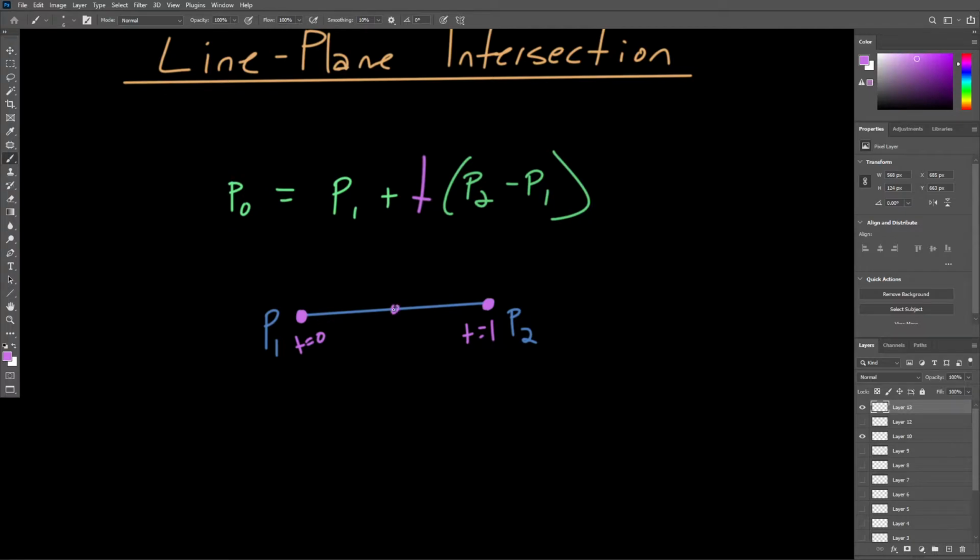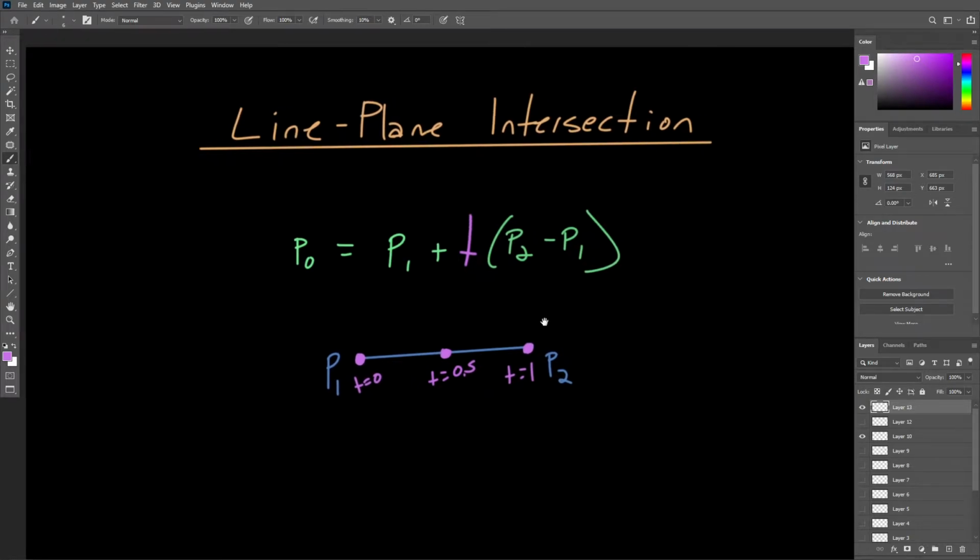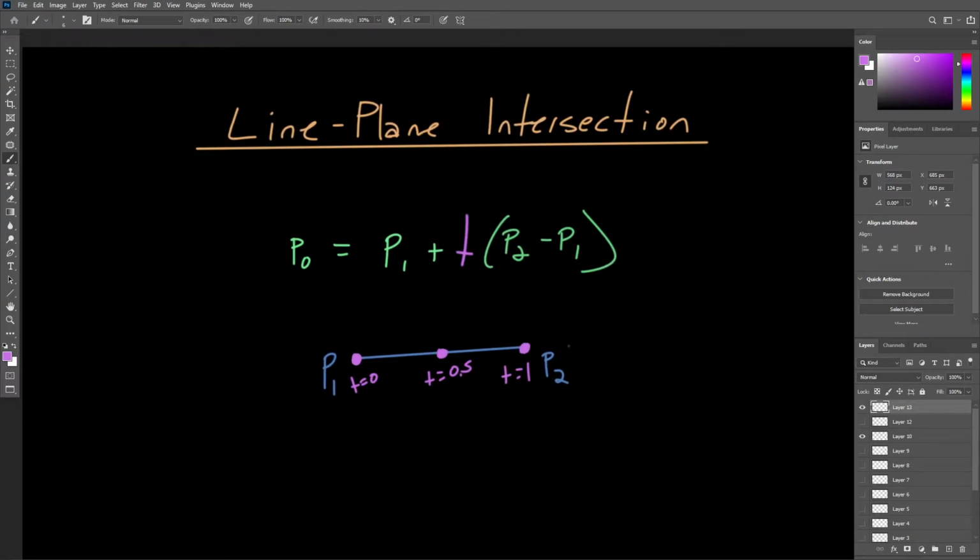And then, of course, we can extrapolate that, T equals 0.5 would be right in the middle, and so on and so forth. Now, other values are possible too. If we get a T value greater than 1, then that would represent a location along this infinite line that lies beyond P2. And in the same way, if we have a T value of less than 0, that would represent a location somewhere before P1.